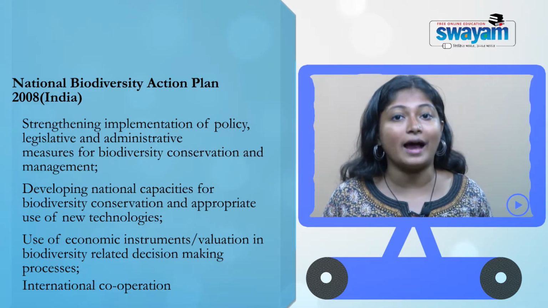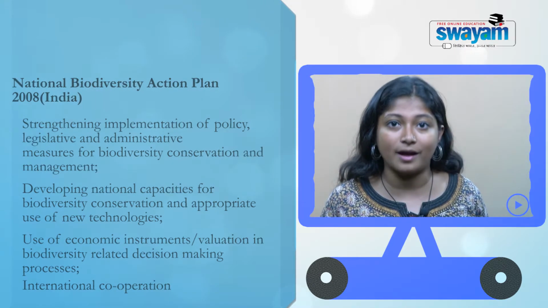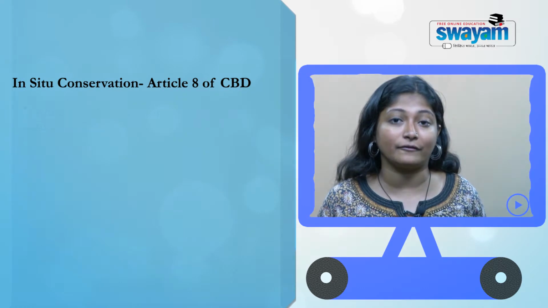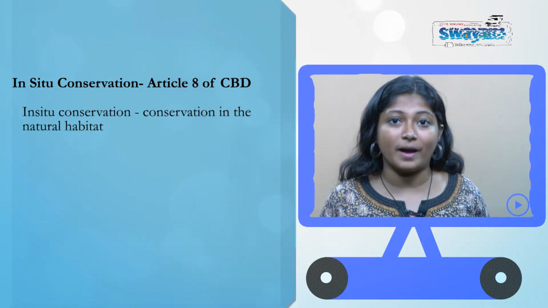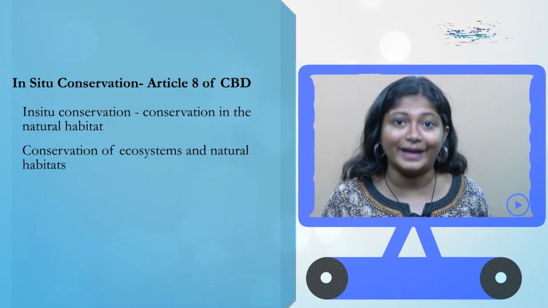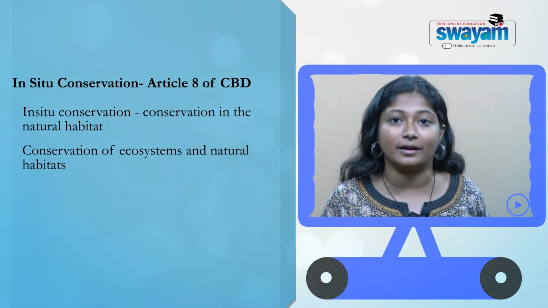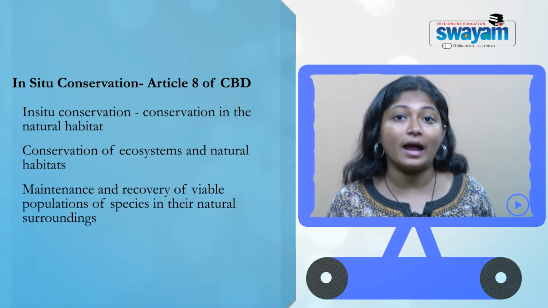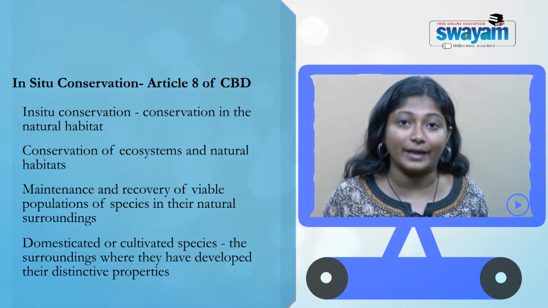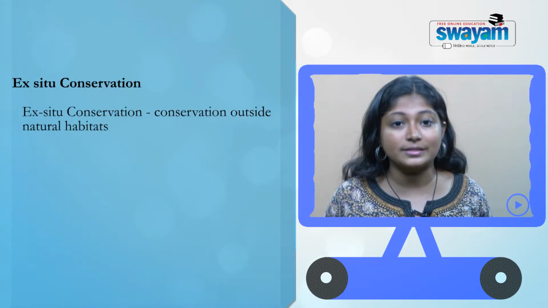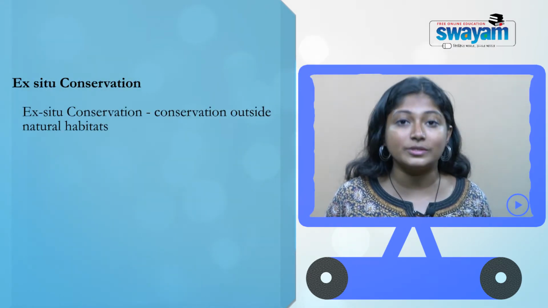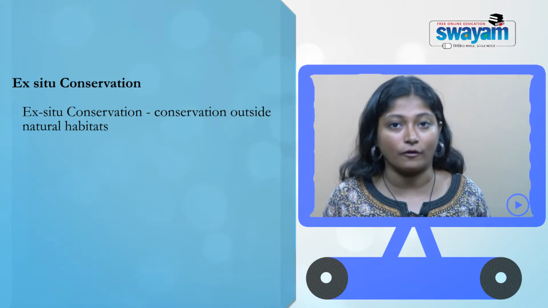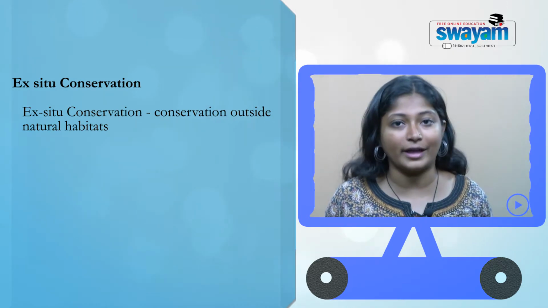So you will have your ecosystem like a national park. For example, you will have the Periyar National Park being protected and managed in its natural environment. But let's say we also have zoos in which tigers are kept and protected. That's something called ex situ conservation. Ex situ conservation is conservation outside the natural habitats of the species.